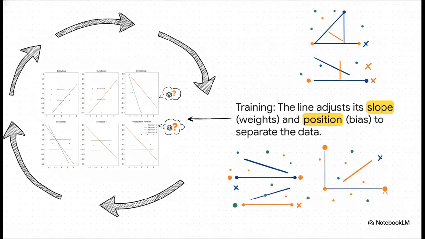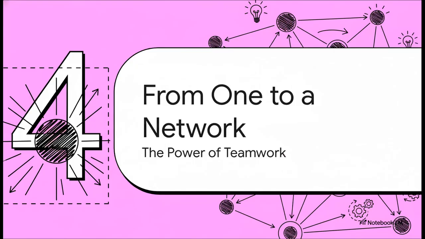And this is exactly what training an AI looks like at its most basic level. The perceptron keeps trying to draw a line. If it gets an answer wrong, it just slightly adjusts its weights and its bias, nudging the line, changing the angle a little bit, and it tries again. It just keeps doing this over and over, thousands of times, until it finds the best possible line that separates the two groups. So a single perceptron is a pretty clever little decision maker.